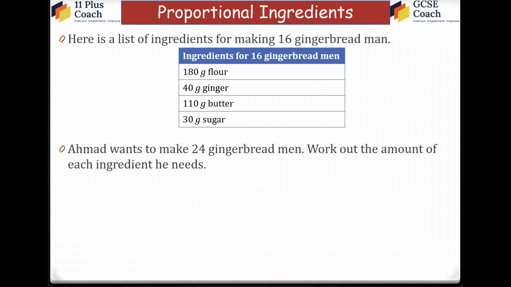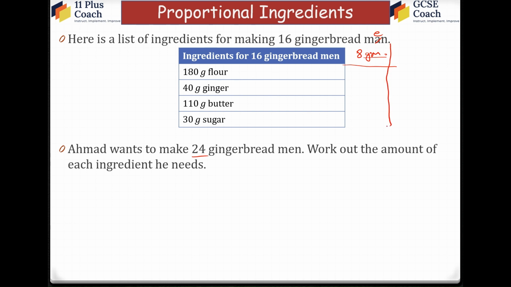So hopefully you had a go at this. You have 16 gingerbread men. It should be men, not man. And these are the ingredients for them. Ahmed wants to make 24 gingerbread men. Work out the amount of each ingredient that he needs. Now to get from 16 to 24, just like before, the difference from 24 to 16 is 8. So I need to work out what 8 gingerbread men will be. This is gingerbread men, not grams. Okay, so 8 is half of 16.